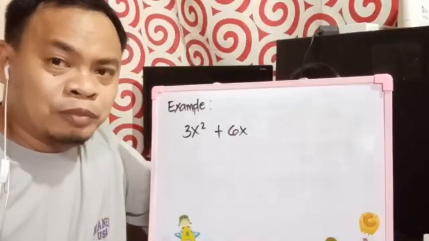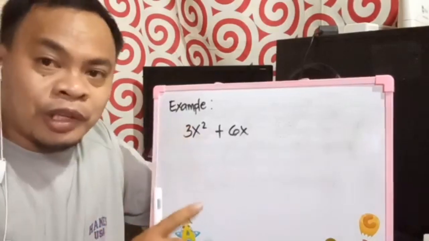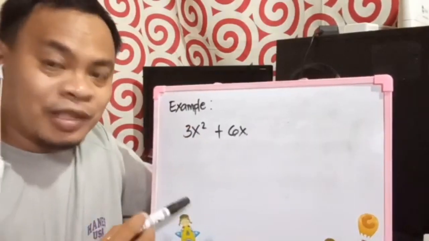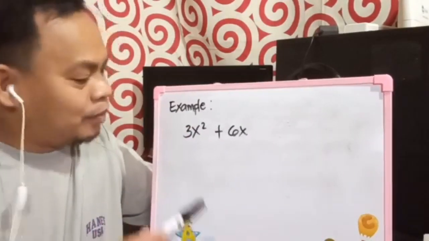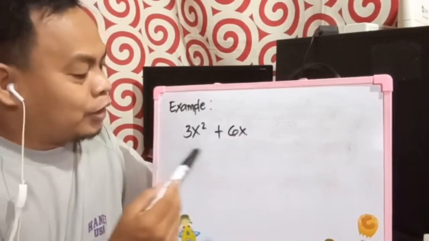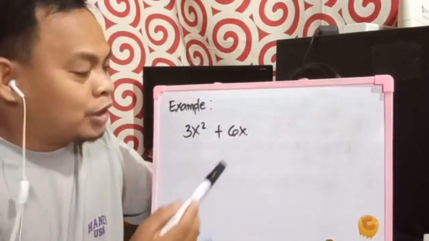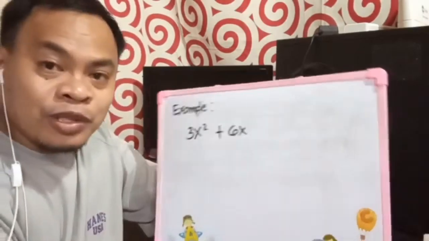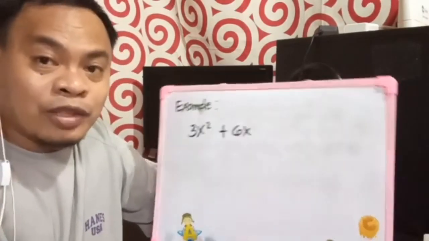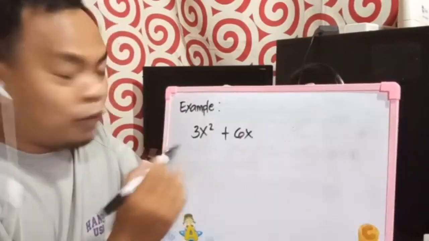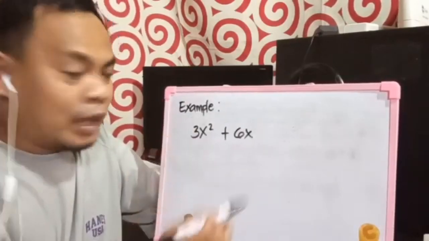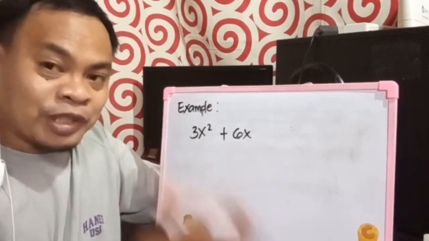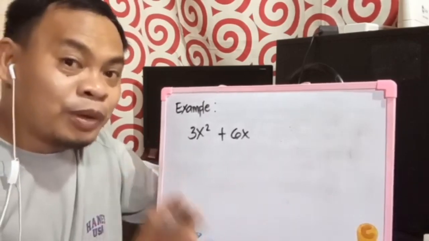For our example, we have here 3x squared plus 6x. So this is a binomial. Why? Because we have two terms. We have the first term, 3x squared, and our second term is 6x. Okay, so let's follow those three steps on how to find the greatest common factor. Our first term is 3x squared, and our second term is 6x. So first step is factor each term completely.